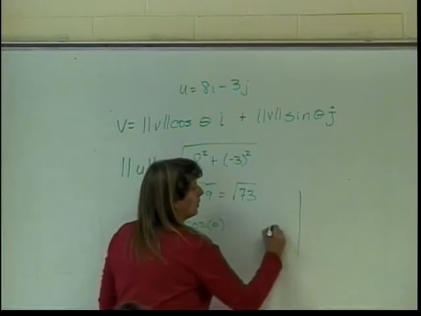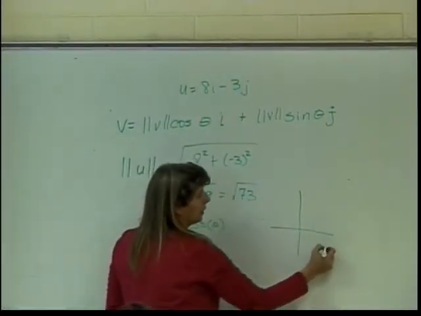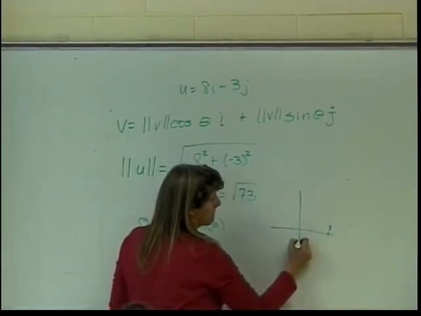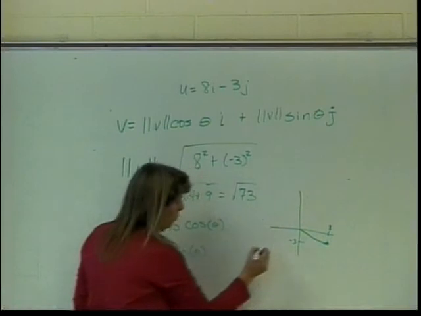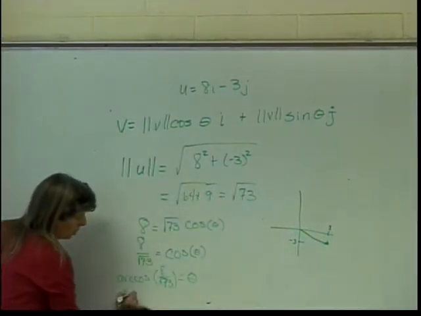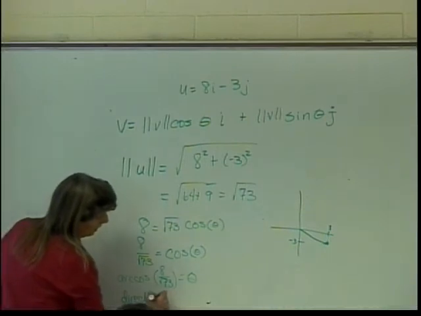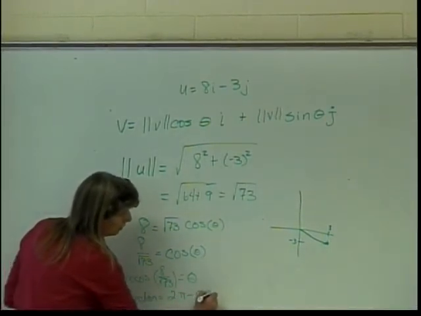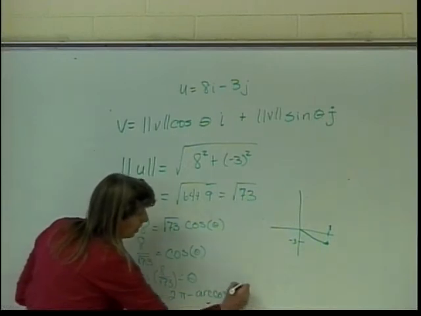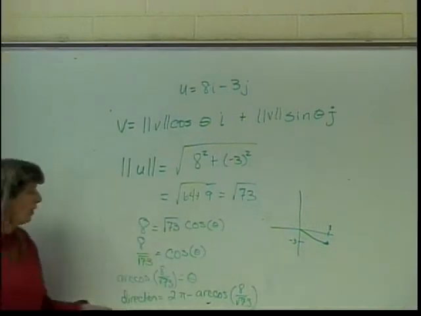Remember, this tells me the x-coordinate, that tells me the y-coordinate, so it's 8, negative 3. So my vector is right here. Since it's in quadrant 4, my actual direction is going to be 2 pi minus arc cosine of 8 over the square root of 73. And that you can type in.